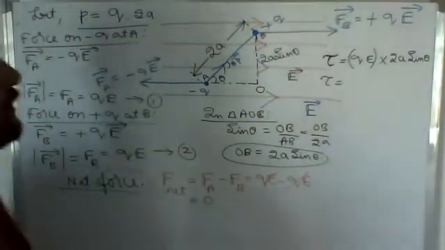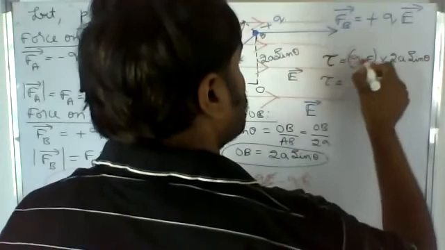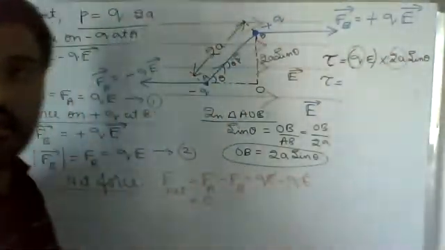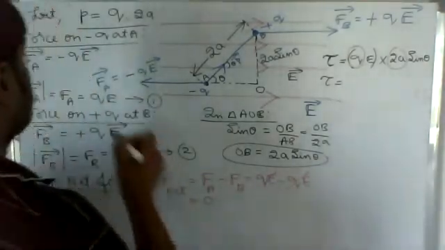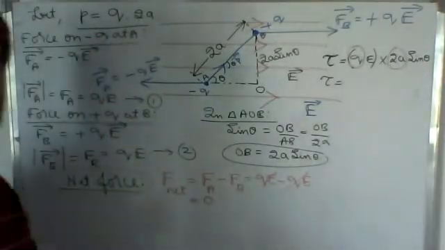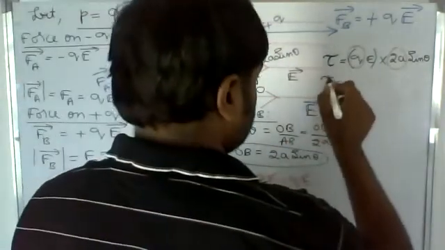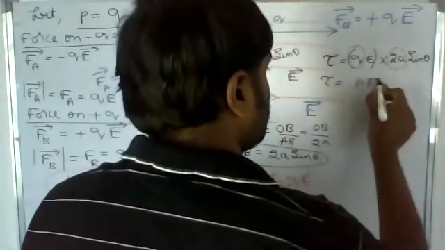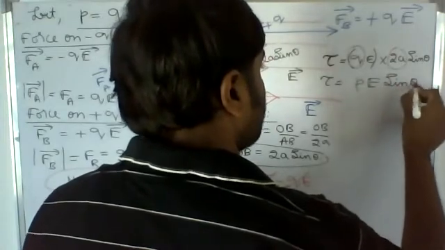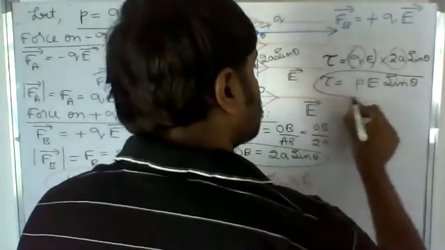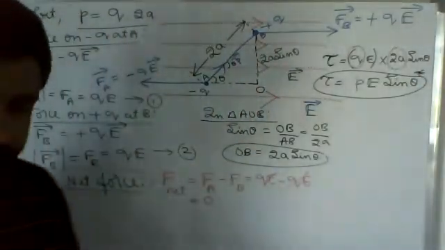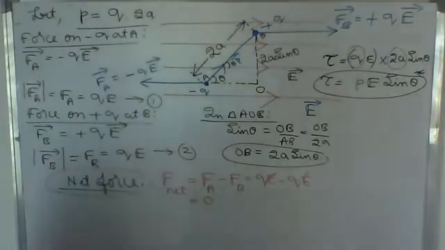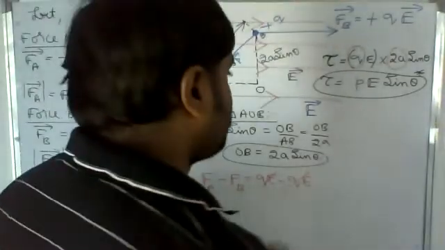What is the meaning of Q into 2a? Q into 2a is P, that is the electric dipole moment. So tau is equal to P E sine theta. This is the mathematical expression for torque acting on an electric dipole in the presence of a uniform electric field.